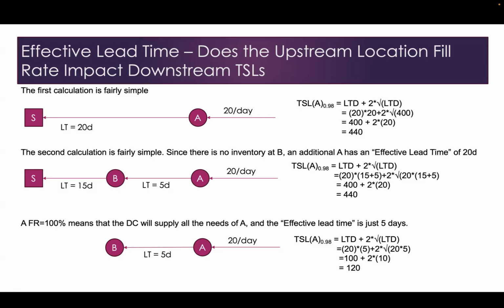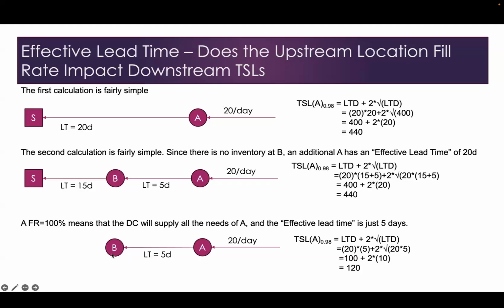Because I'm not going to get anything from B. The fact that B is there, it's just a pass-through. So it's 15 plus 5. Do you agree? Everybody? Effective lead time is 20 days? No questions there, right? Anybody disagree? No questions, I guess.